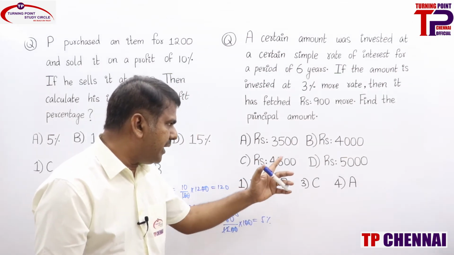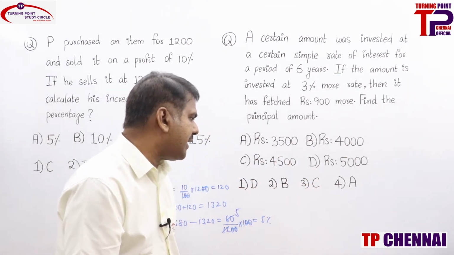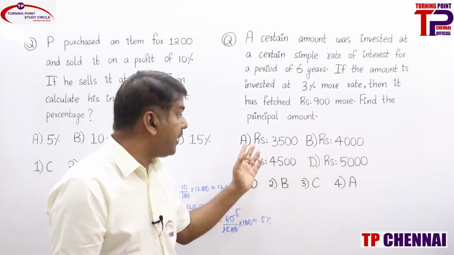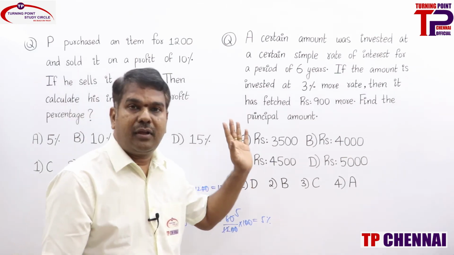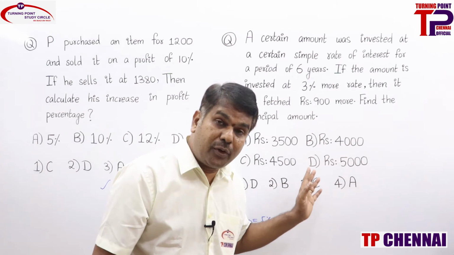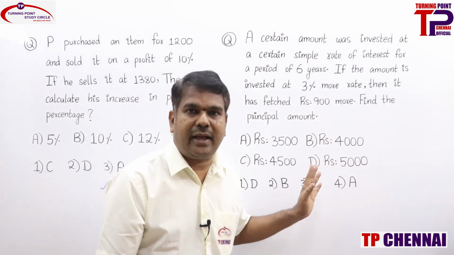Give answer as 2 if B is right, that is 4000 is right. Give answer as 3 if C, 4500, is right. Give answer as 4 if A, 3500, is right. As I told you, I am not using any formula. Without putting pen on paper also, we will get the answer.